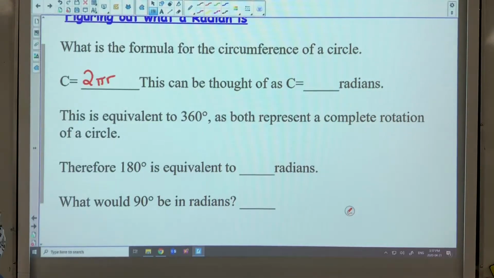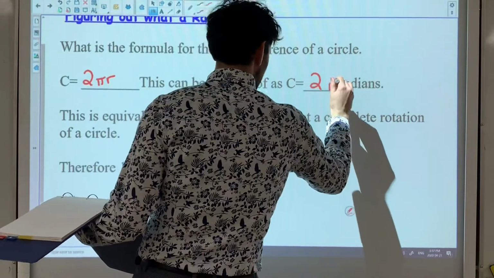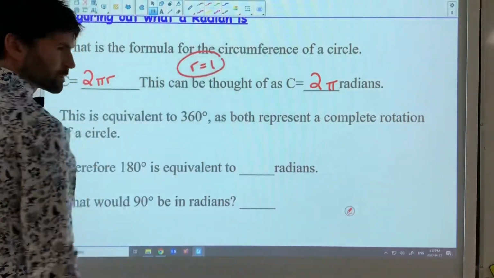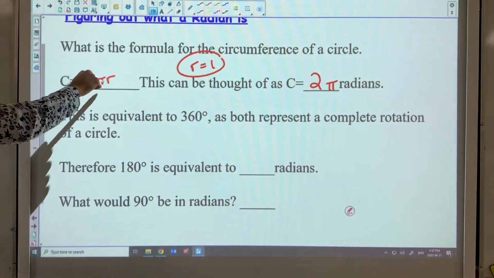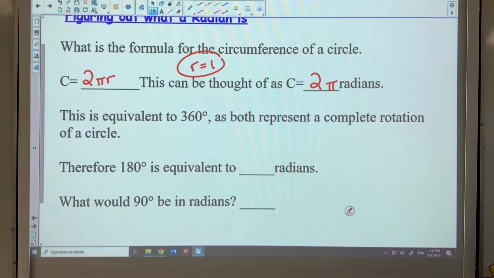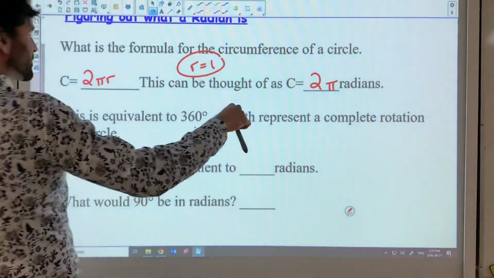And there you have it. This can be thought of as 2 pi radians. Now, you might be saying, why? Well, remember, on the unit circle, r is equal to 1. So if you go to 2 pi r, plug in r equal 1, then you get that the circumference is going to be 2 pi radians. This is the equivalent to 360 degrees because it is a circle, okay?